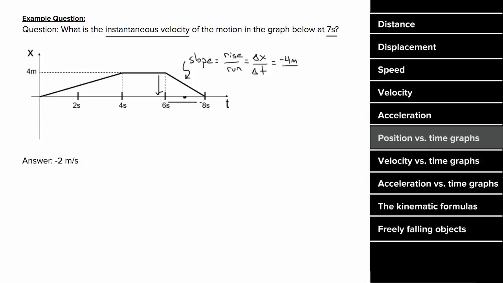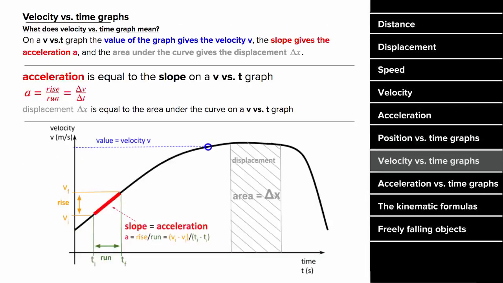And the time it took for that to happen, i.e. the run, would be 2 seconds. And since the slope in this region is negative 2 meters per second, that also equals the velocity in this region. How do you interpret a velocity versus time graph?